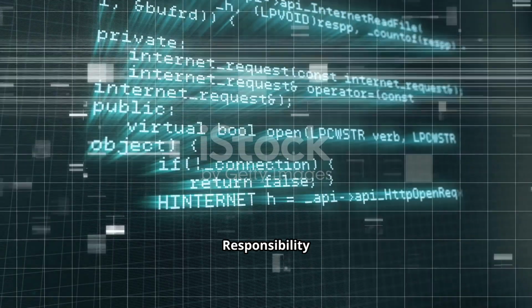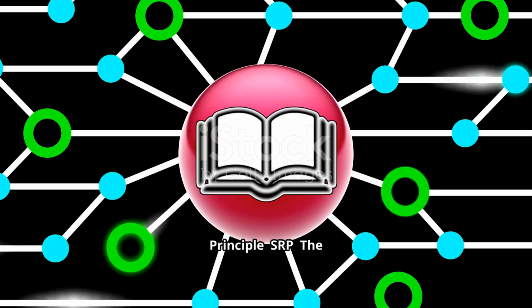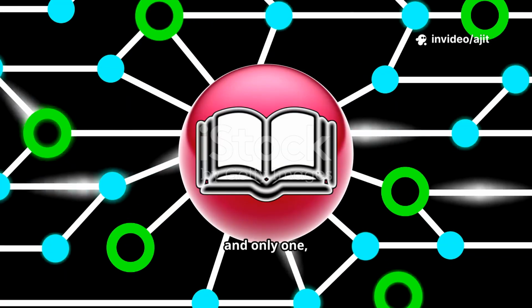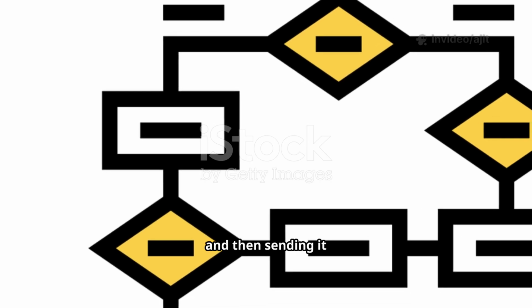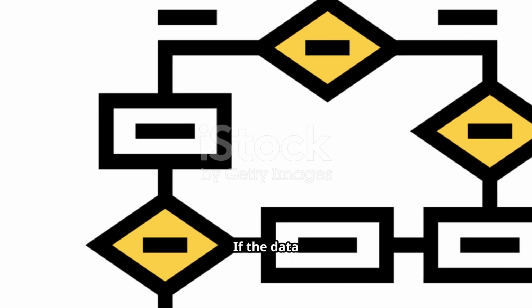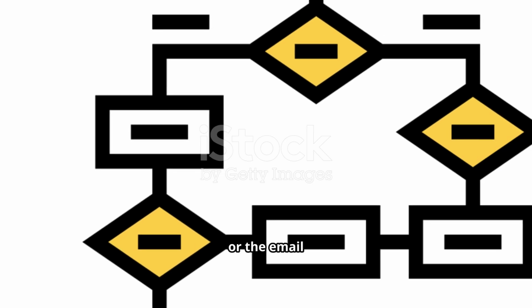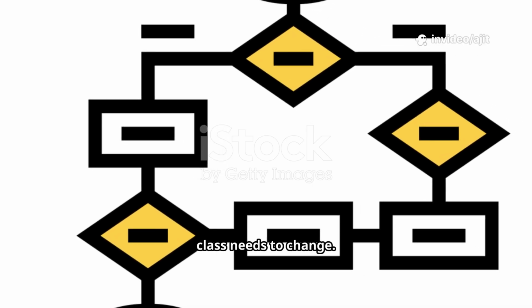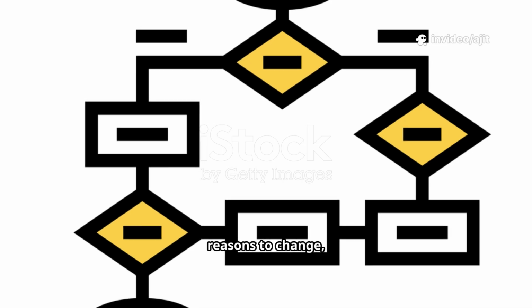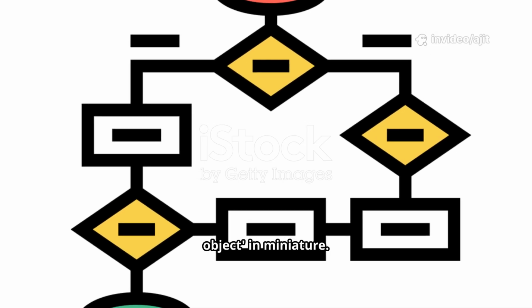S is for Single Responsibility Principle, SRP. The rule: a class should have one and only one reason to change. Imagine a report generator class that's responsible for fetching data, formatting it, and then sending it via email. If the data fetching logic changes or the email service updates or the report format needs adjusting, your report generator class needs to change. That's 3 reasons to change, making it a God object in miniature.